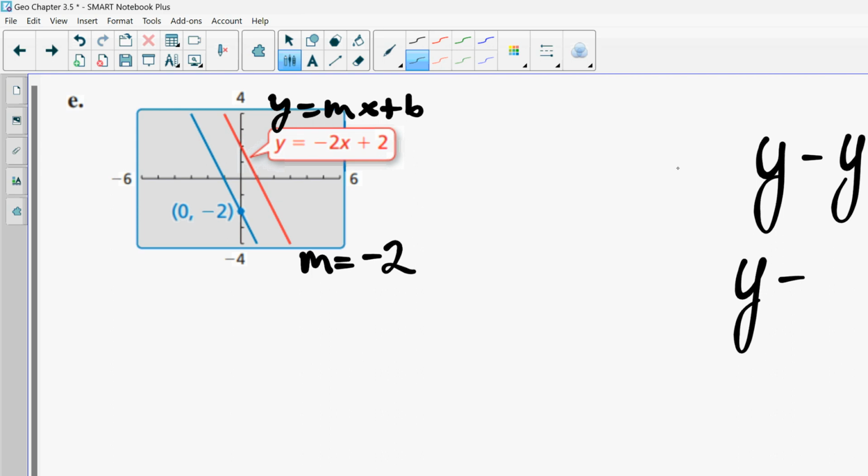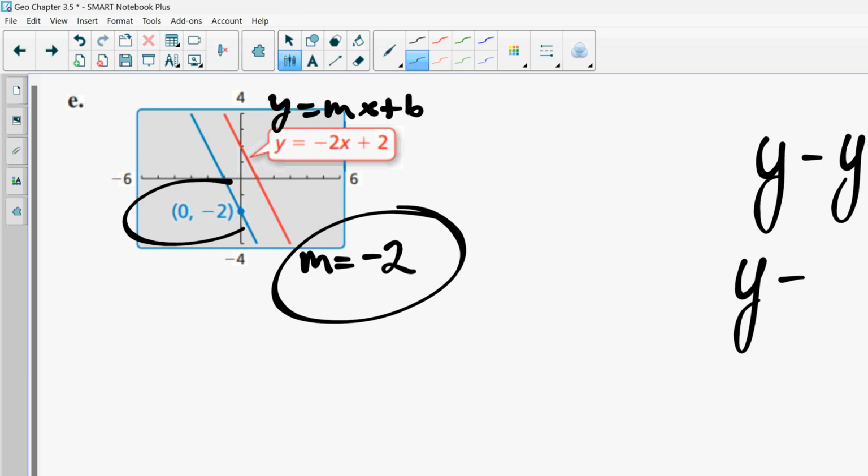So what's the value of our slope that we're going to plug in here? -2, because they are the same. Now the point they gave us was this one here: 0, -2. Well, the x value is 0, and the y value is -2. Now our -2 we can change to +2. Now we can distribute the -2.